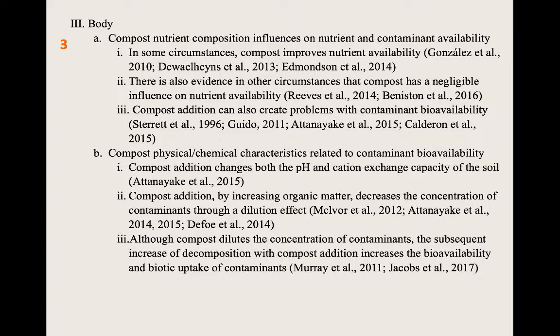And so in this case, there are 2 subsections, as I mentioned: compost nutrient composition influences on nutrient and contaminant availability. And then the second subsection, compost physical chemical characteristics related to contaminant bioavailability. Then within each of those 2 main broad subtopics, the person is beginning to summarize their references. So first they have a statement: in some circumstances, compost improves nutrient availability. A second statement: there's also evidence that in other circumstances compost has a negligible influence on nutrient availability.